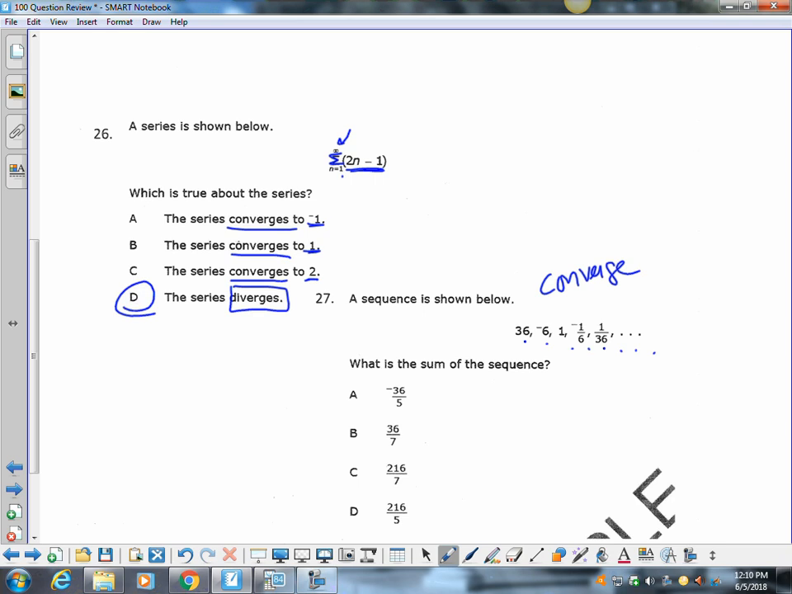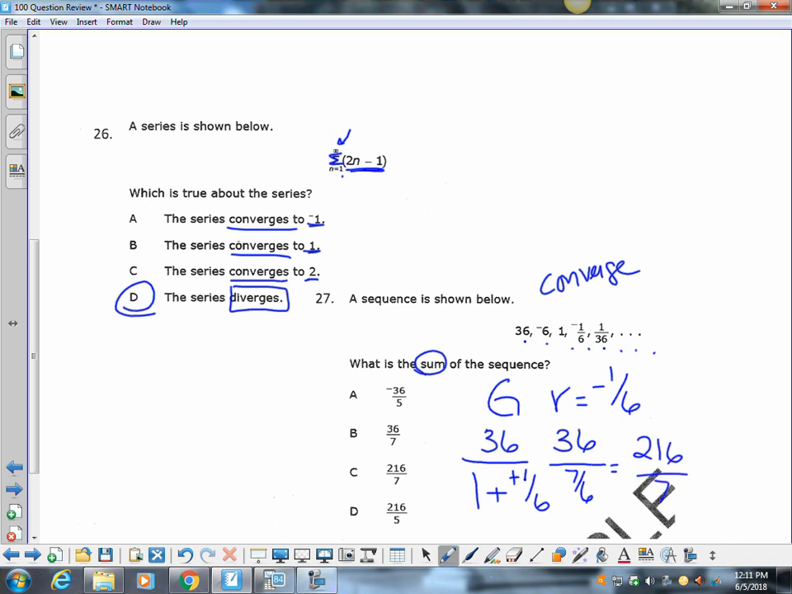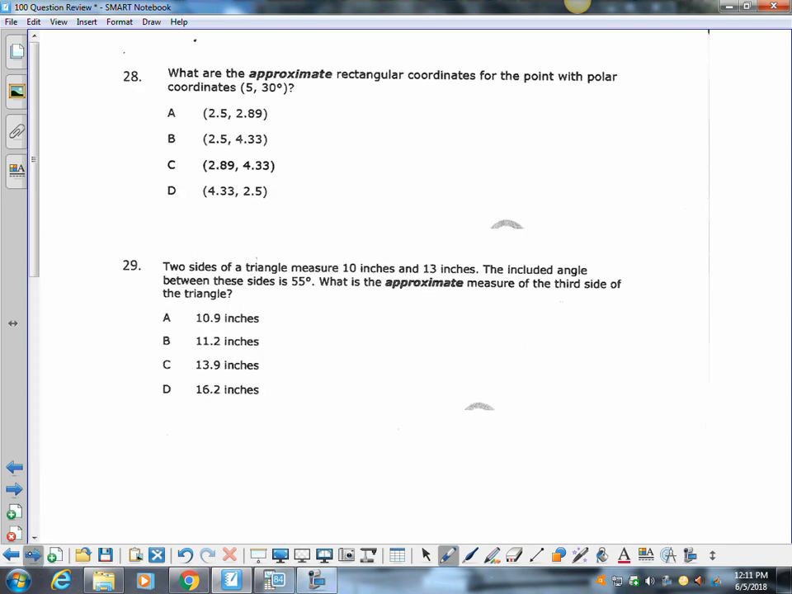Okay, and the next one we're going to look at is number 27. I can tell that this is geometric, and I can tell that my R is negative 1/6. So I want the sum of the infinite sequence. So let's see, that's your first term over 1 minus your R. So that's 36 over 7/6. That's 216 over 7. And that formula is on your formula sheet. Next one we're going to go to is number 51.